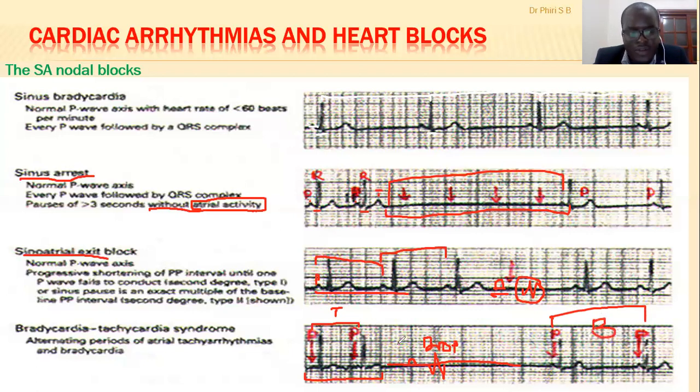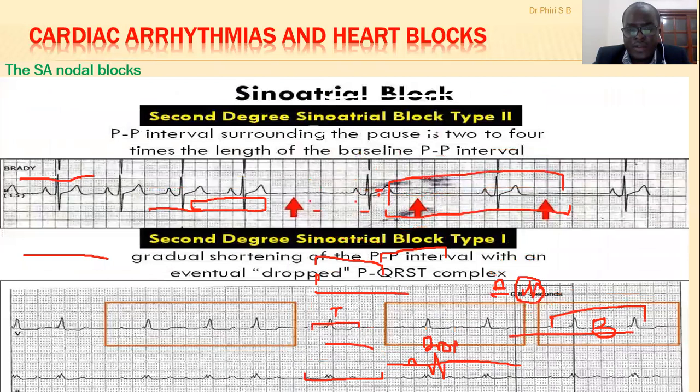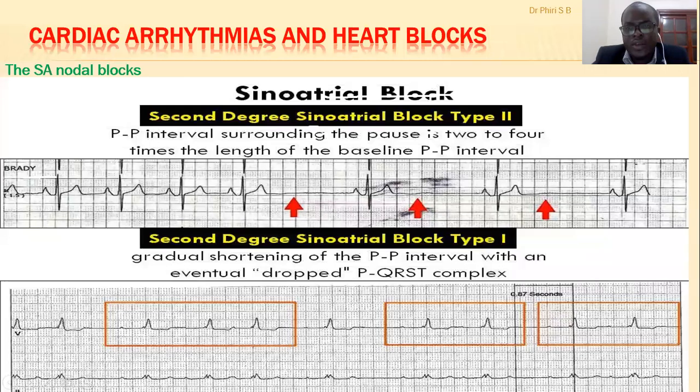So you have bradycardia-tachycardia syndrome within the same patient. So I hope that is clear. Then you can also have another diagram here that is explaining sinoatrial blocks. Okay, so this is another diagram that is also looking at the sinoatrial block.